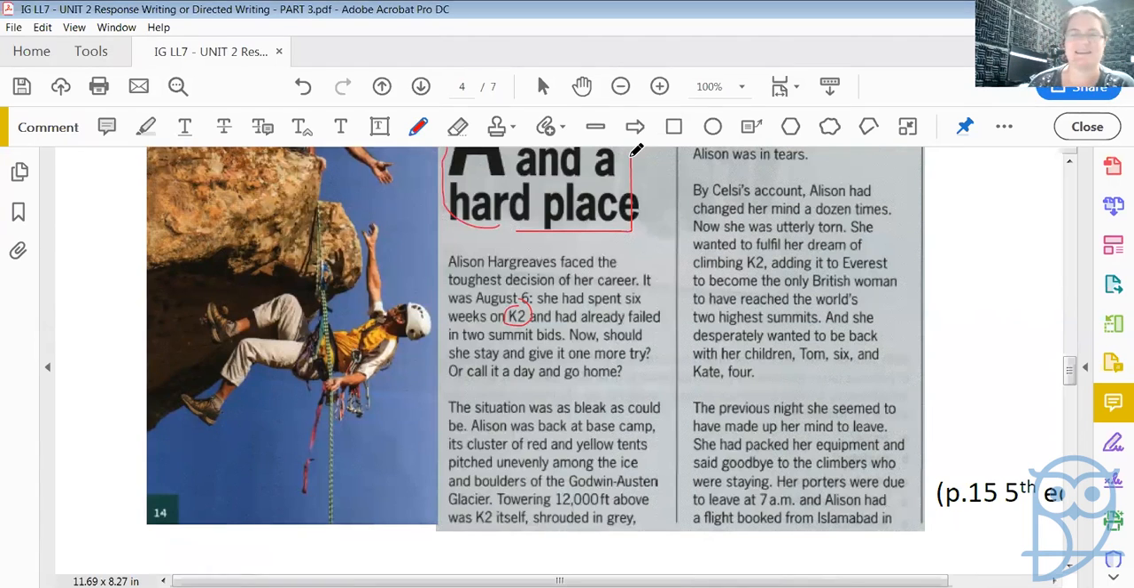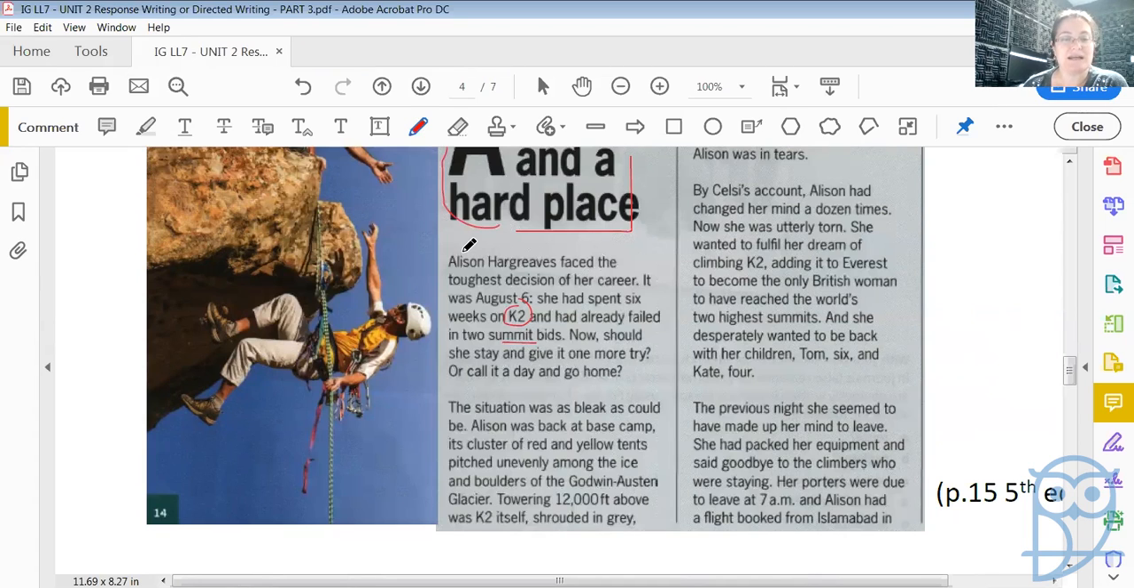Good, excellent, guys. I'm so impressed. Now you'll have to go off and read the Odyssey, okay, in your spare time. Let's get back to it, I must focus. All right. Alison Hargreaves faced the toughest decision of her career. It was August 6th. She had spent 6 weeks on K2 and had already failed in 2 summit bids to get to the top. Now, should she stay and give it one more try, or call it a day and go home? Some rhetorical questions.